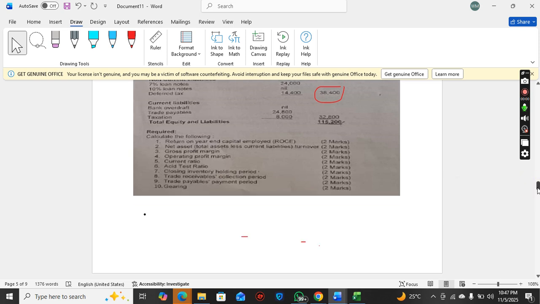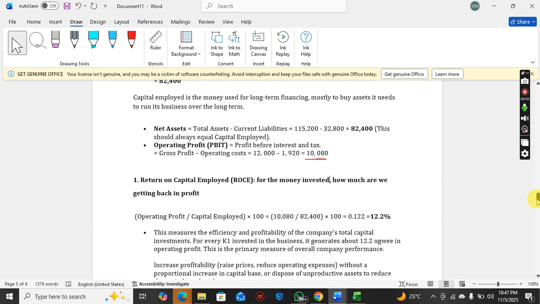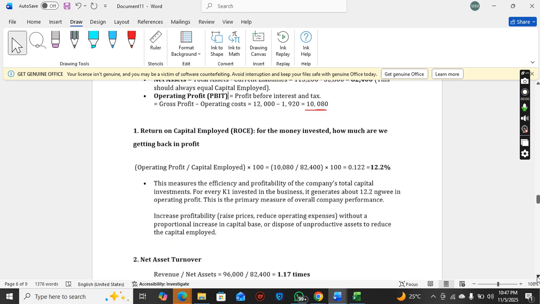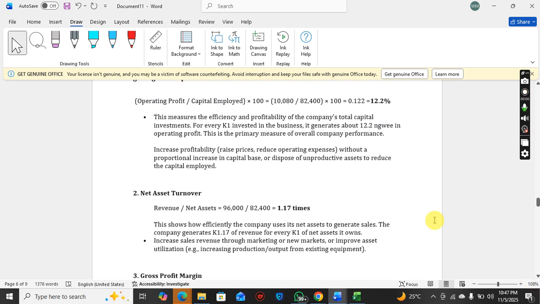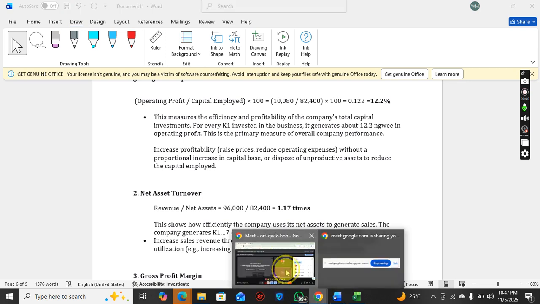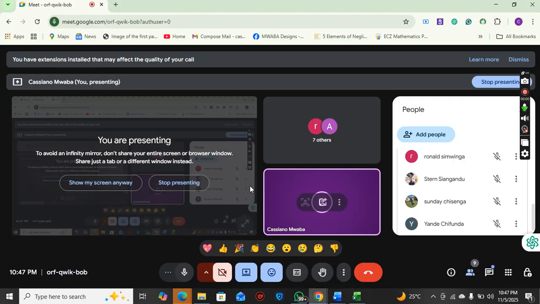Okay, the next one is the net asset turnover. So we've already got our net assets. Just now, if you've got your capital employed, you've also got your net assets, because they're always supposed to be equal. Okay, so basically this is just asking how much revenue we are generating from our assets. Net asset turnover, in simple words: how much revenue are we generating from our net assets?